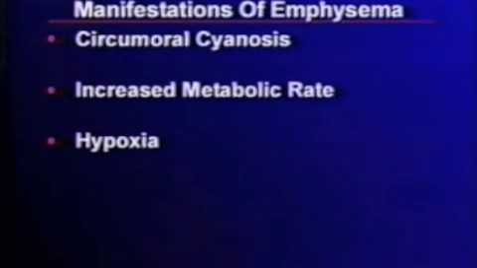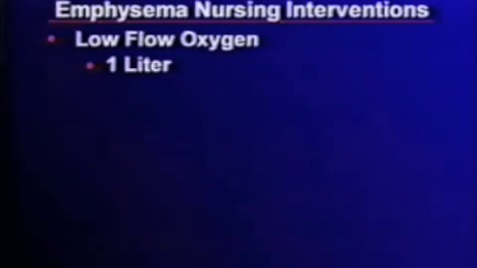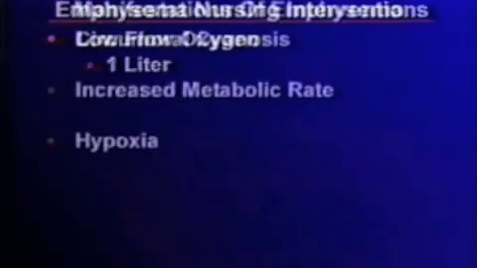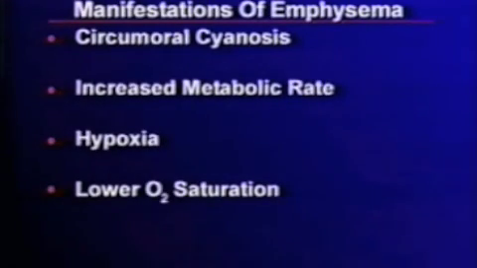Remember what we said their problem is. Their problem is they can't get rid of the CO2. They can take in the oxygen, okay. They can't get rid of the CO2. So if I give them too much oxygen, what's going to happen is they're going to have an increased amount of CO2 they can't get rid of, and so we're going to decrease their respiratory drive, and the client will die if I give them too much oxygen. So a client with emphysema then is given low flow oxygen, 1 liter. The other thing is their O2 sat is going to be in that lower range, and that's normal for them.